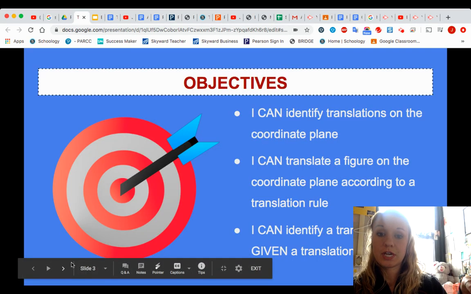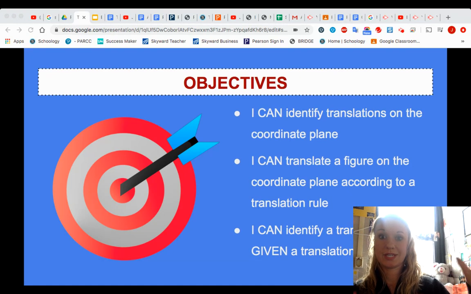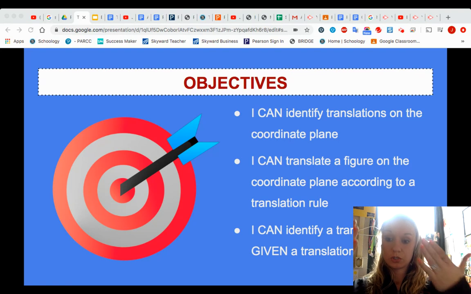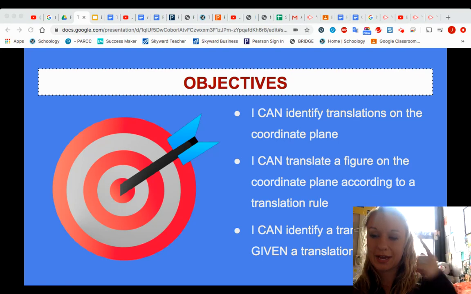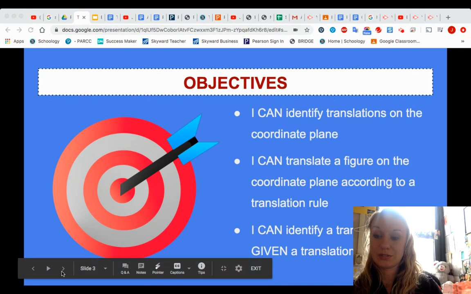All right, so 3 jobs for you today. Number 1, if you see a translation on the screen, you want to say, yes, this is a translation, or no, it's a reflection. You want to actually be able to translate a figure according to a rule. And when you see 2 translations on the screen, you want to be able to write a rule from that. Again, think back to the purple worksheet from last week, like a million years ago, the one that you guys colored. Those are the skills that you used there. All right, let's keep going.